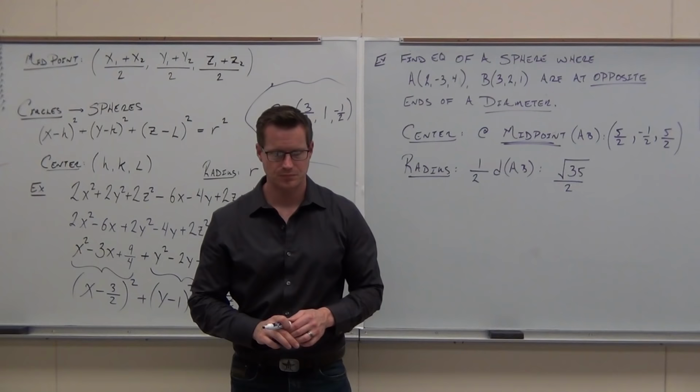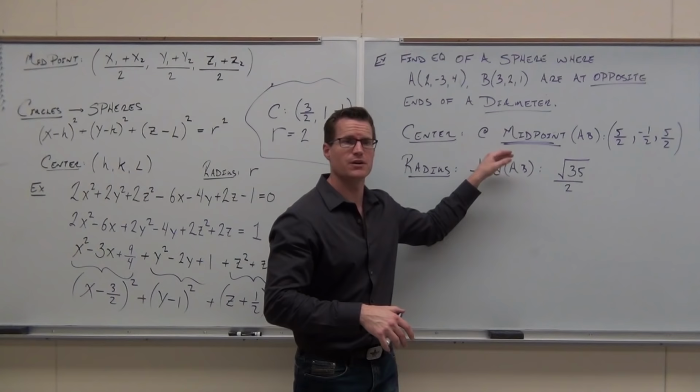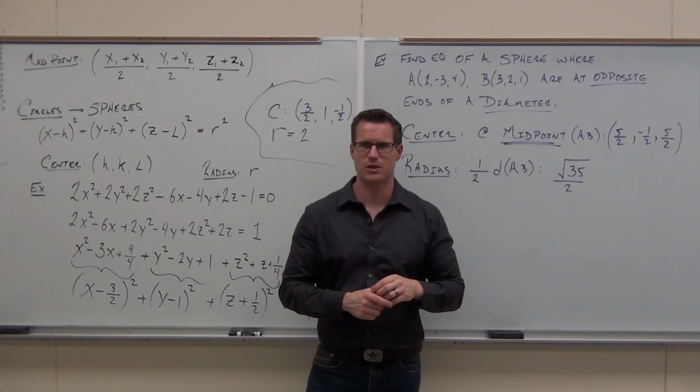I did it fast. You need to do it on your own when you get home. Just go through it one time. Do the midpoint formula yourself. Do the distance formula yourself. Take half of it to understand that the radius is going to be that square root of 35 over 2. Are you guys okay with what I'm talking about?